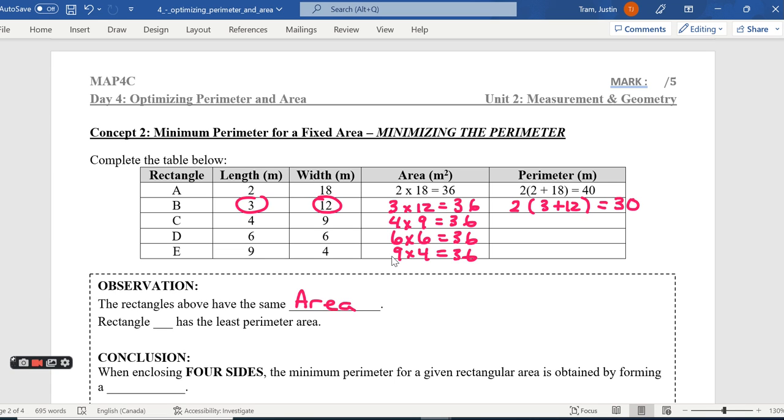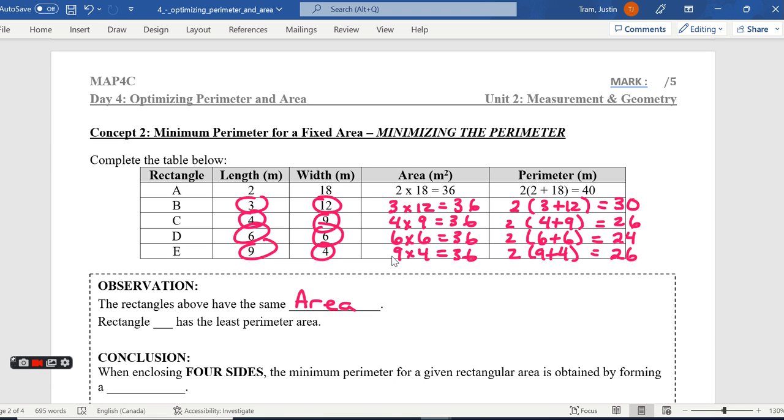Let's take a look at the next one. 2 times 4 plus 9. Well, 4 plus 9 is 13. Times 2 is 26. Then 2 times 6 plus 6. 6 plus 6 is 12. Times 2 is 24. And then 9 plus 4. So 2 times 9 plus 4, that's 13. So that's 26 as well.